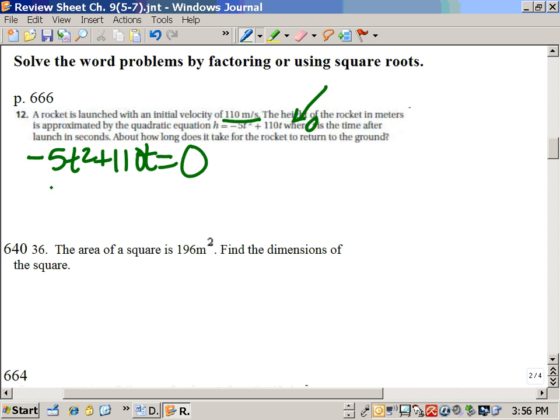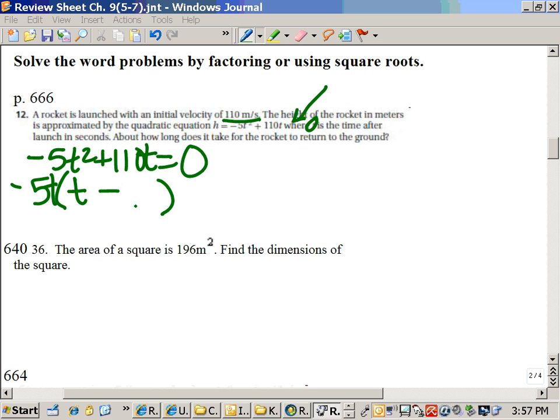Both divisible by 5. Remember, I always tell you take a negative 5 out, and they also both have a t in common. So that gives me t minus 22.